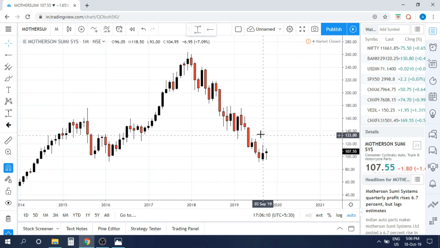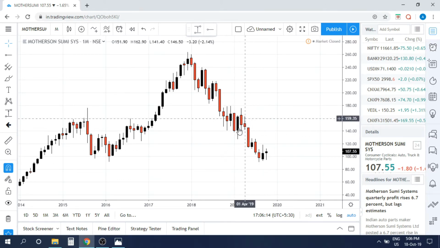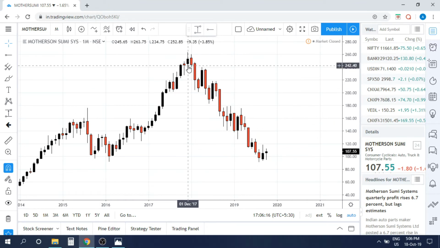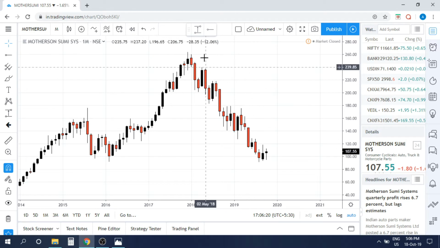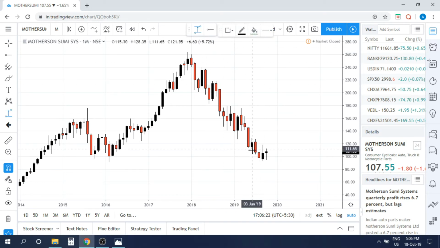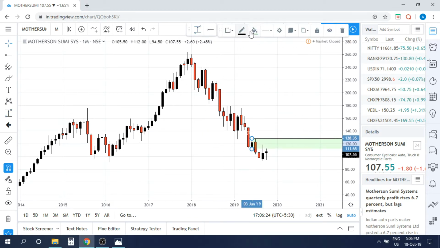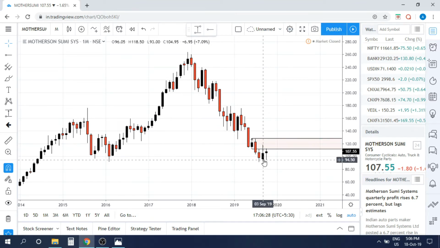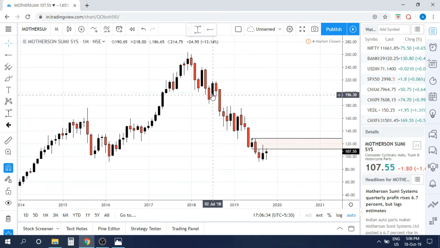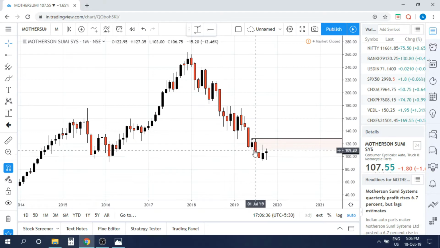Okay, so by virtue of that brief knowledge, you can see that Motherson Sumi is right now in a solid downtrend. It's right now creating supply zones. The last supply zone created was here, right? And price went up and it dropped from there. So it is respecting supply zones as it's moving down and creating those.